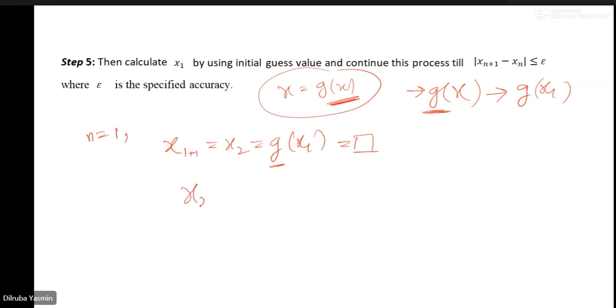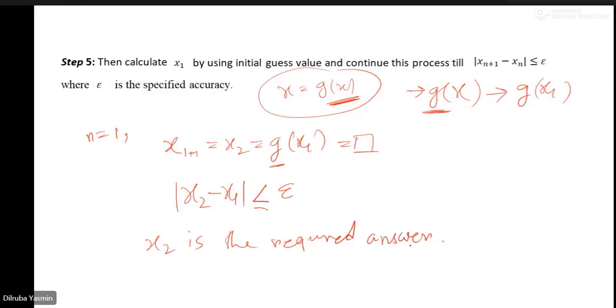Next you have to perform this operation. Look at the value of it. If you get this is less than or equal to epsilon, then just stop the calculation. x2 is the required answer as a solution of the nonlinear equation in one variable.